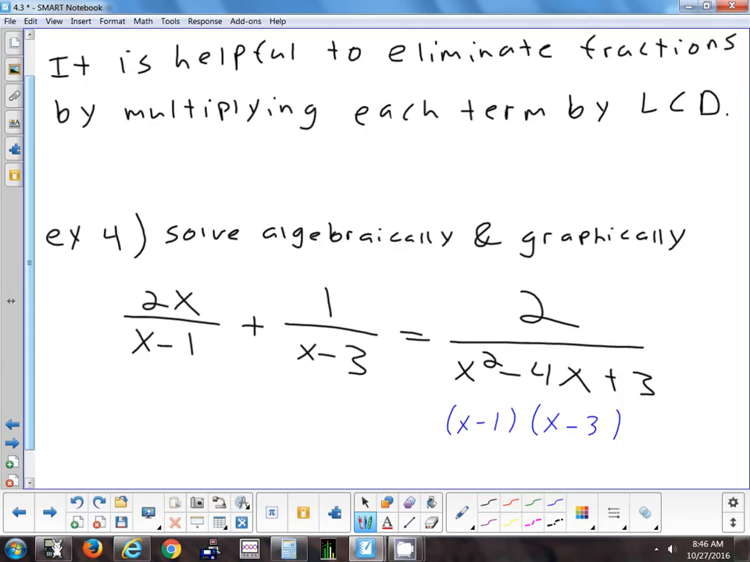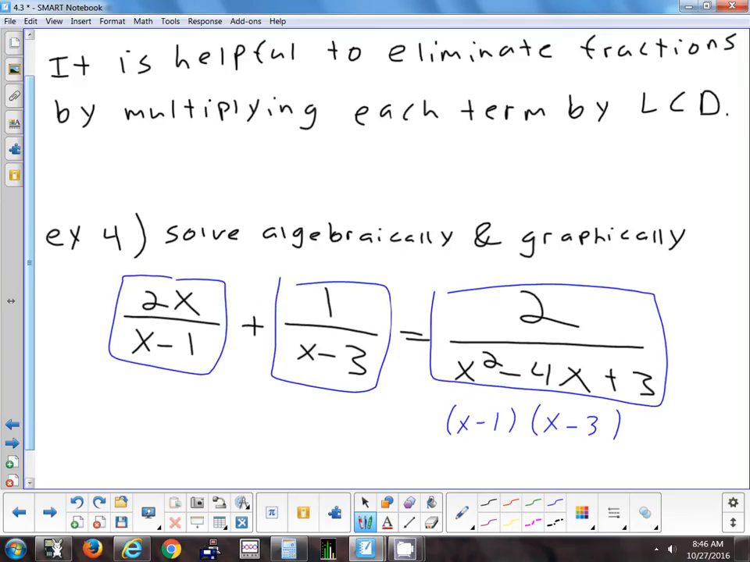So my goal is to multiply each term, this one and that one, by something that would cancel out all the denominators. And I have to multiply by the same thing everywhere. Does anyone see what I could multiply by that would cancel out all my denominators?